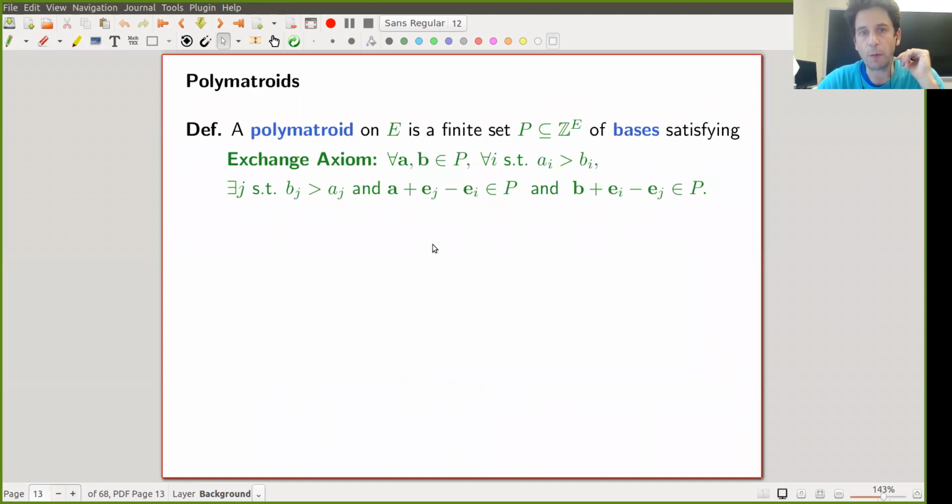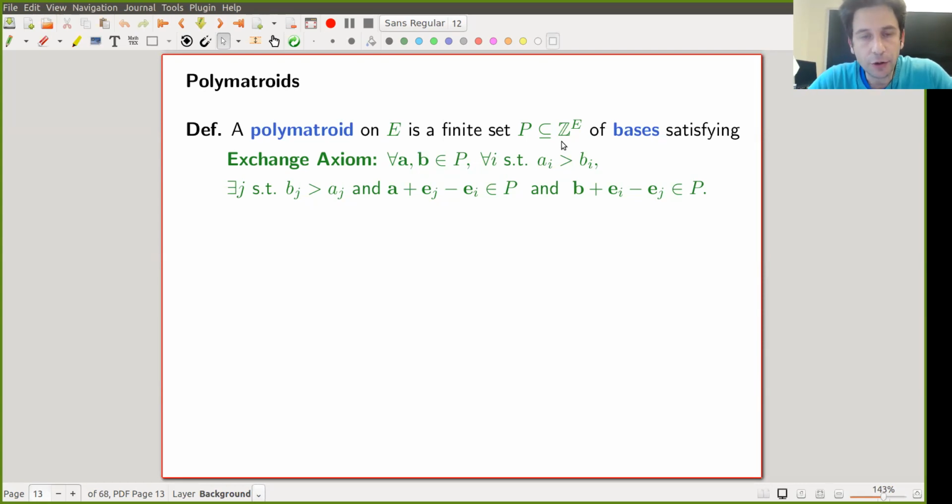So in terms of bases, a polymatroid on the ground set E is going to be a finite set P of points in Z to the E. So you could think of them as multisets of elements of E, or you could think of these elements of P as replacing the indicator vector, the 0, 1 vector. Now it's in Z to the E.